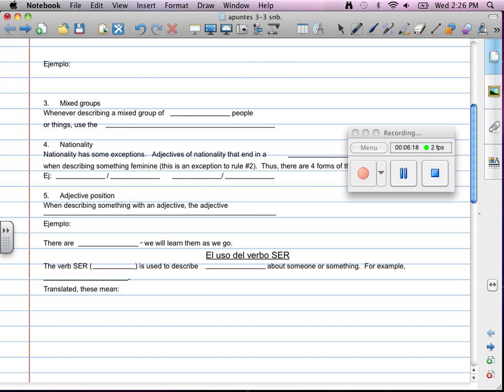All right, so mixed groups. What about mixed groups, Miss MacG? When describing a mixed group of masculine and feminine people, so we're going to write mask and fem. Oh my goodness, what do we do? You're going to use the masculine plural form. Okay? Why is that? Macho always leads in Spanish.